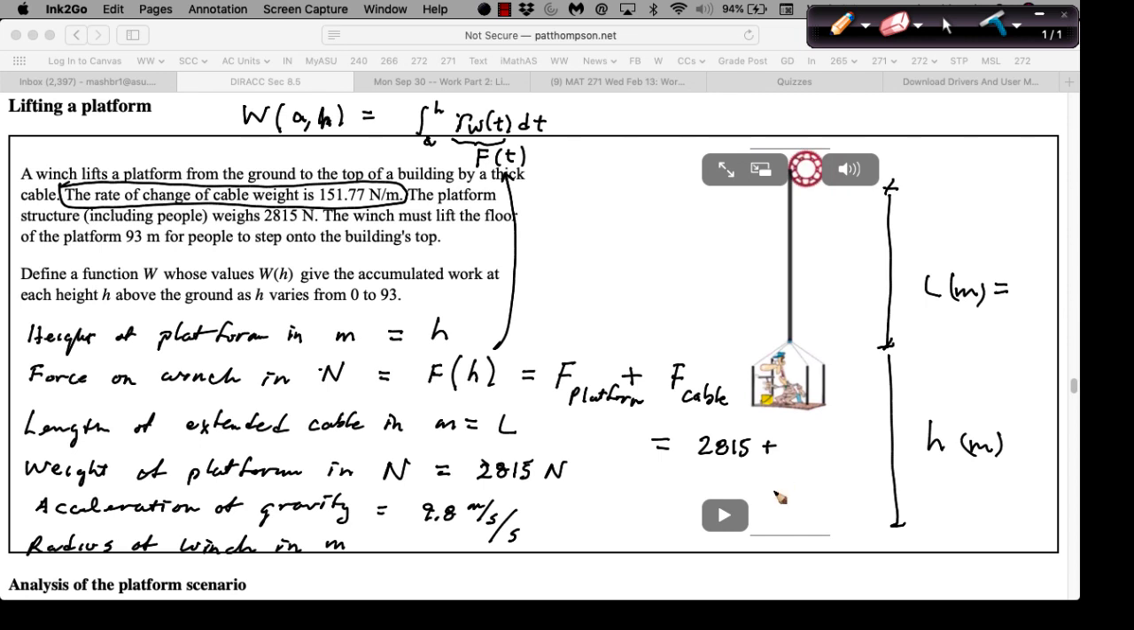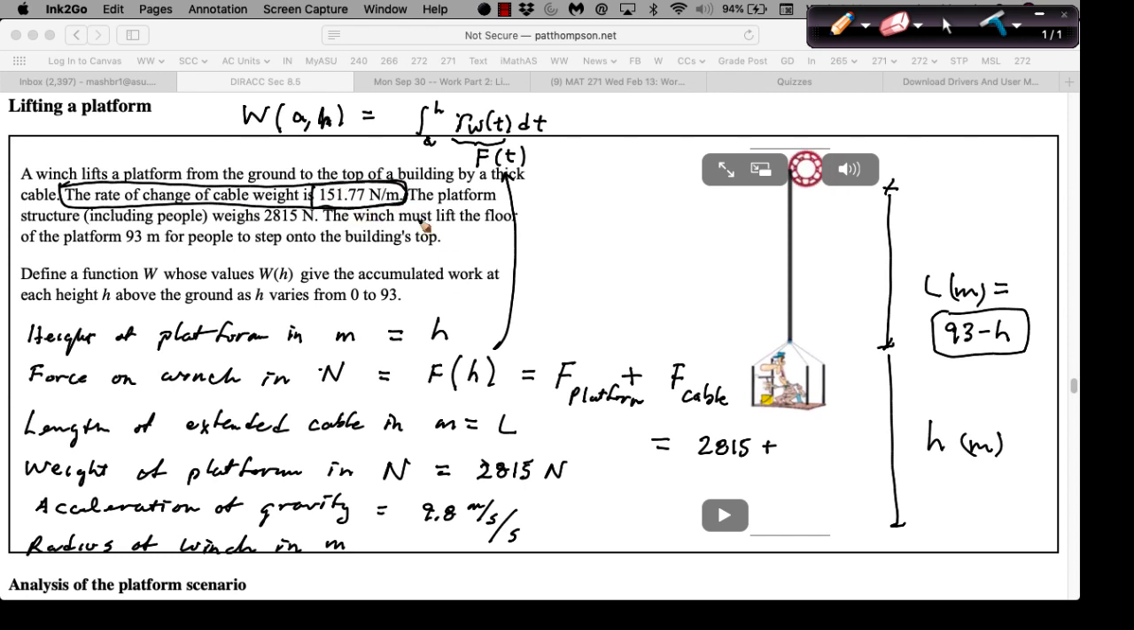He wants 93 minus H. Agree with that? That's a good start. So what is the weight in newtons of 93 minus H meters of cable? How do I get that? Well, here the cable weight is 151.77 newtons per meter. That's a rate of change.